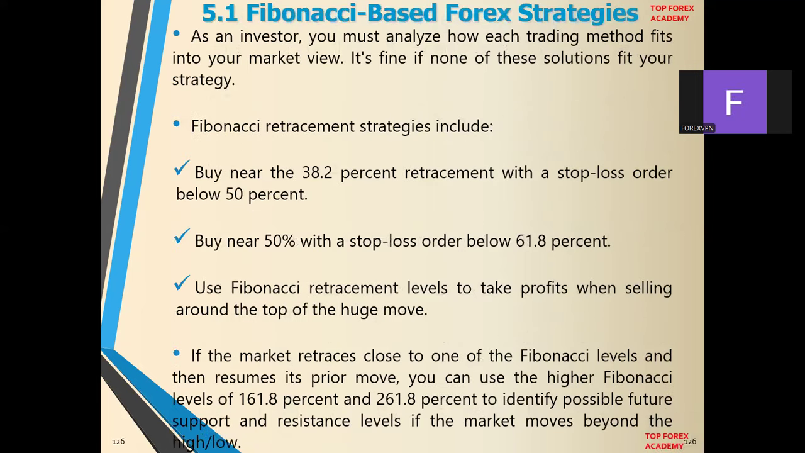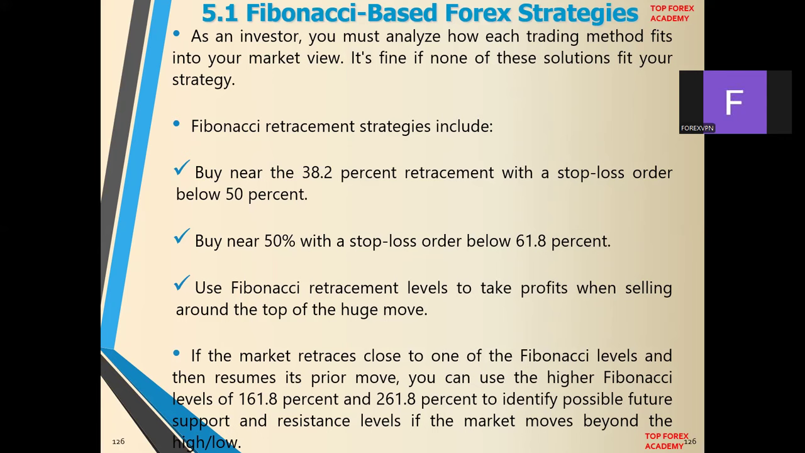As an investor, you must analyze how each trading method fits into your market view. It is fine if Fibonacci retracement solutions do not fit your strategies. Fibonacci retracement strategies include buy near the 38.2% retracement with a stop loss order below 50%. Buy near 50% with a stop loss order below 61.8%. Use Fibonacci retracement levels to take profits when selling at the top of the huge move.